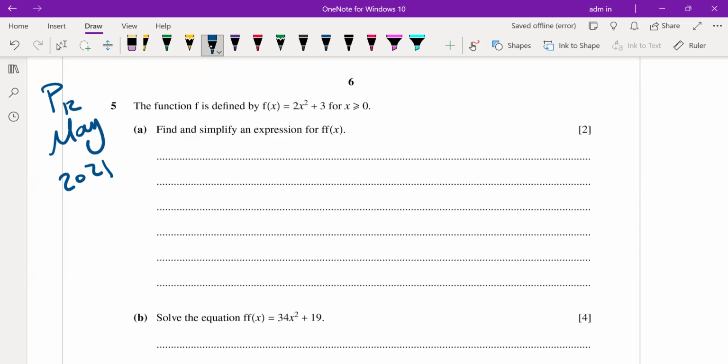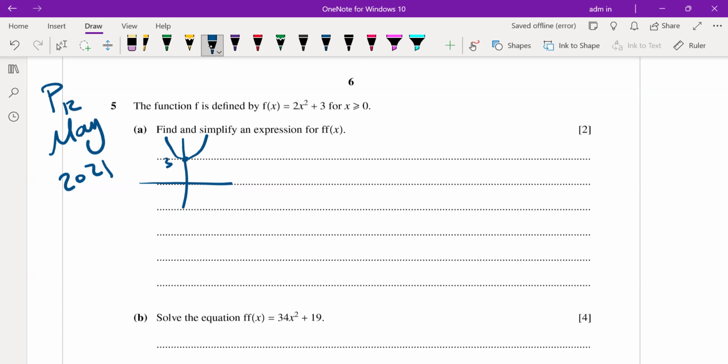If I ask you to get the range of this function, what is the turning point, what is the minimum value of this function? It's (0, 3) because it's written already directly in completing square form. So the answer is (0, 3). So the graph will be like this.